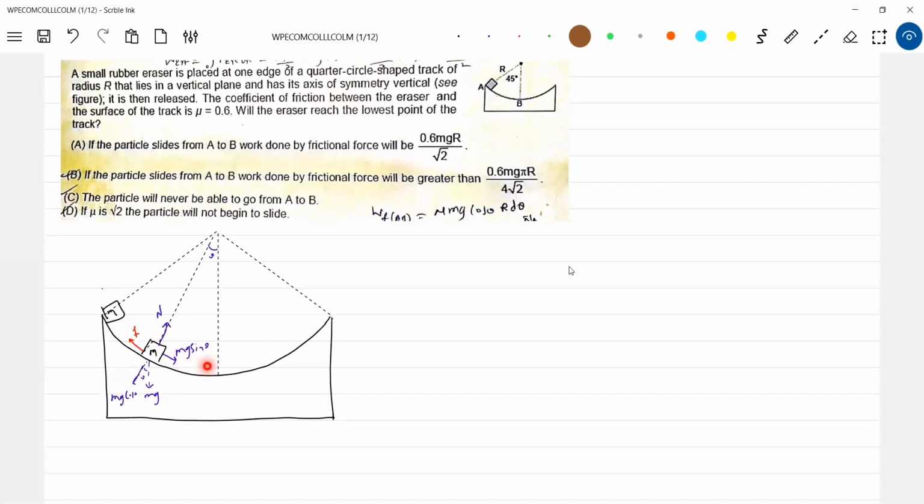Let's assume that. Then what is the work done by friction? The work done by friction should be equal to F into ds. ds is the arc length, and F will be mu N. ds will be r d theta. We can define d theta like this, so that will be ds. So this will be mu mg cos theta r d theta, so mu mg r cos theta d theta.